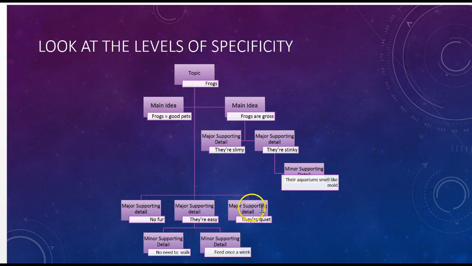We've got three major supporting details for this. They don't have fur, they're easy, and they're quiet. So we have the topic of frogs, the main idea of frogs are good pets, and then some major points about that. No fur, they're easy, and they're quiet. And then let's take their easy and see some minor supporting details for them being easy. You don't need to walk them like you walk a dog. You only need to feed them once a week. It takes them a while to gather all the crickets you stick in their cage. Whatever those specific details are that make it come alive. So we go from the very, very basic to the very, very specific when we go from topic to main idea to major detail to minor detail.